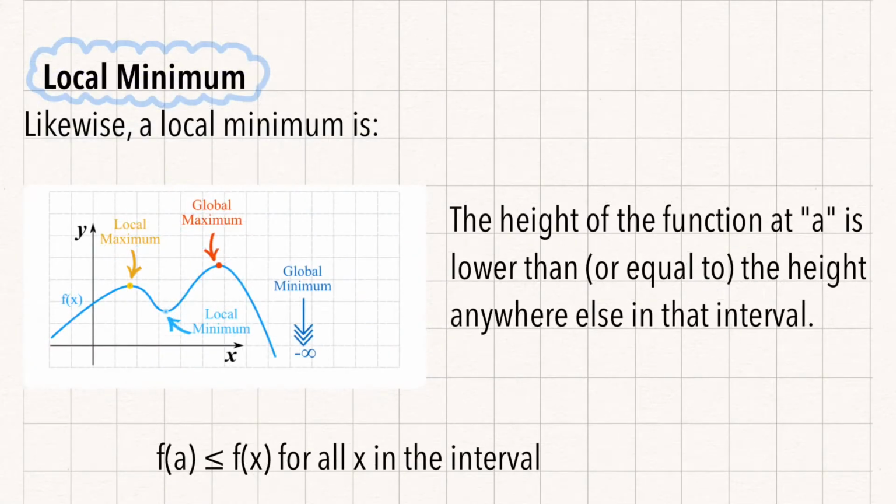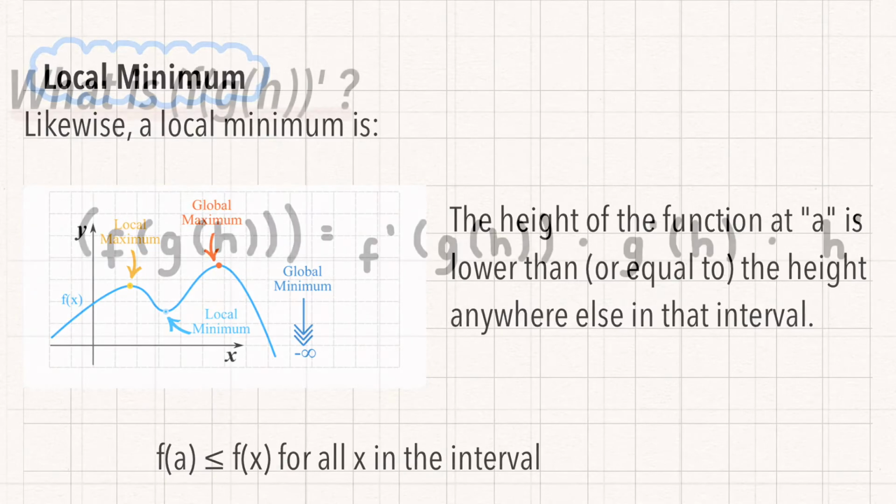On the contrary, the local minimum is a point where the height of the function at a is lower than or equal to the height of anywhere else in that interval. So basically, the local minimum would be the lowest point in that interval.